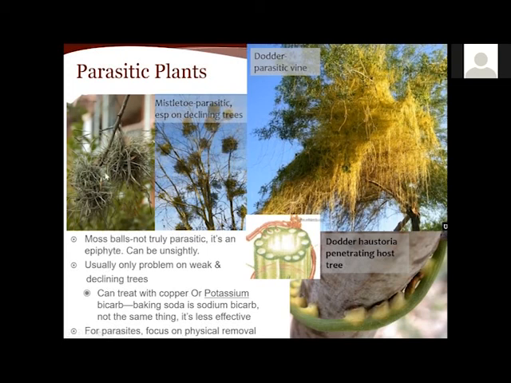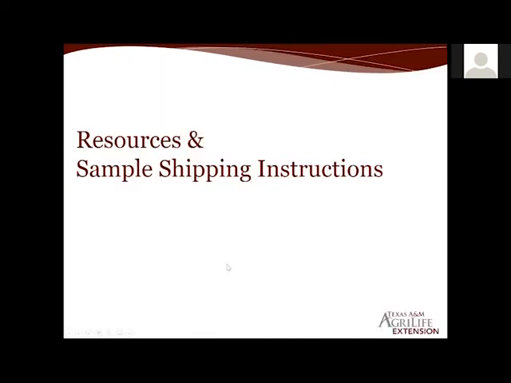Ball moss is on here, though it's not truly a parasitic plant. It's an epiphyte, like an orchid. They're just living their life on there. You can remember this by thinking about all the places you see ball moss: stop sign edges, barbed wire fences, electrical lines. There's no food there for them to eat, so they're not consuming anything. But some people don't like the way these look, so you can treat them with potassium bicarb. Baking soda is sodium bicarb. Technically it will work, but it's not going to be as effective. On the parasites, focus on physical removal, though if it's this bad and the tree's already this stressed, there's no point. You may as well just take out the tree.